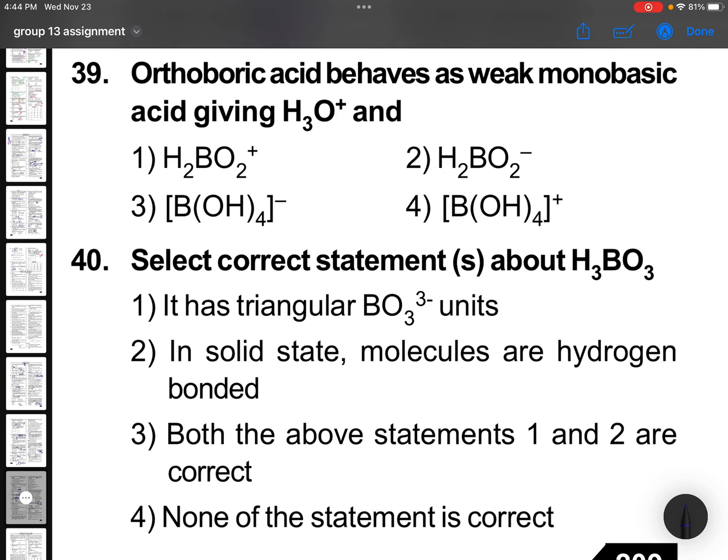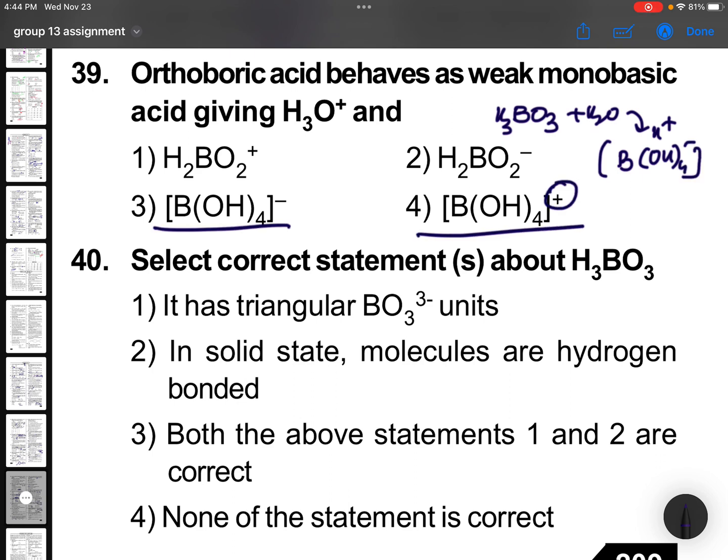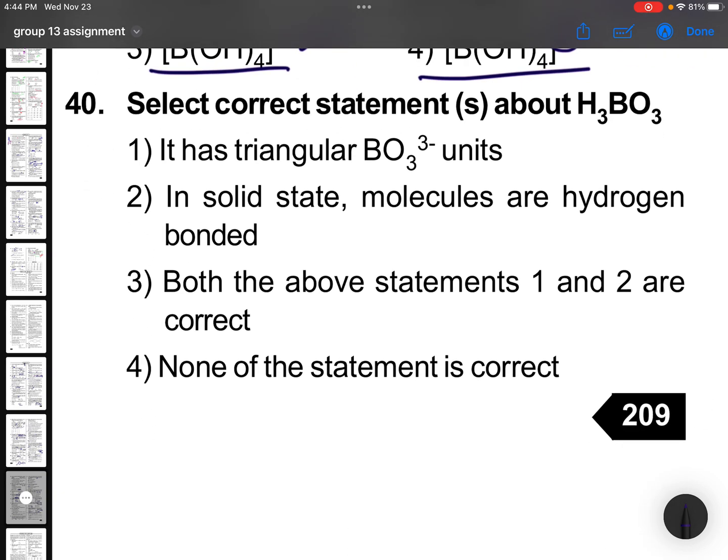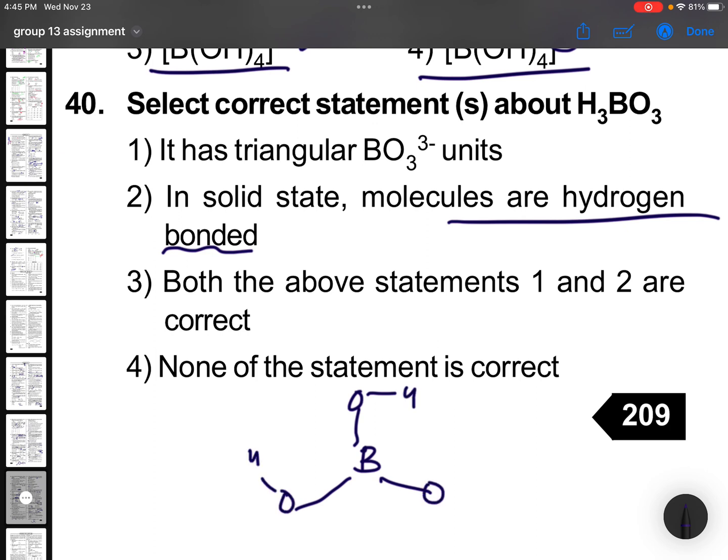Orthoboric acid behaves as a weak monobasic acid and gives H3O plus. And yes, orthoboric acid behaves as a weak monobasic acid. Actually, H3BO3 reacts with water and releases H plus ions, forming B(OH)4 minus, not plus, B(OH)4 minus. Select correct statements about H3BO3. In solid state H3BO3 molecules are hydrogen bonded. We know about this. I repeat this. All are busy in hydrogen bonding, so it is not a proton donor.